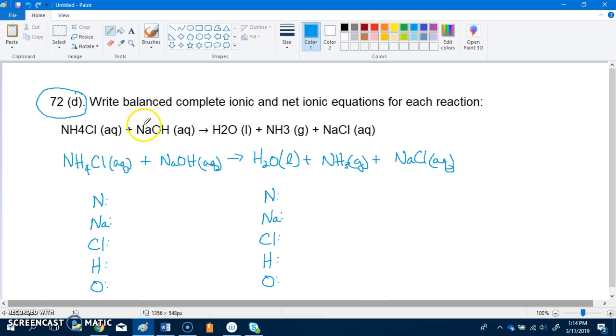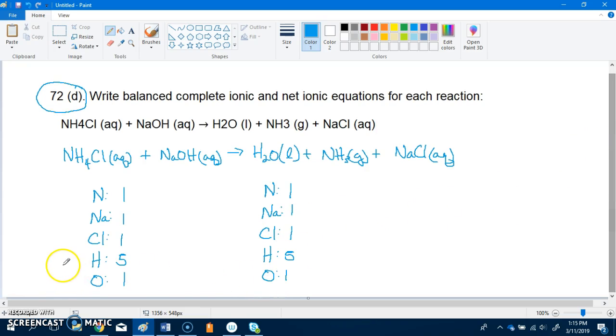And the first thing I want to do is make sure that it is balanced properly. So when I do my element counts, on the reactant side I have 1 nitrogen, 1 sodium, 1 chlorine, 5 hydrogens because I have 4 here plus 1 here gives me 5, and for oxygens I have 1. Over on the product side I have 1 nitrogen, 1 sodium, 1 chlorine. I have 5 hydrogens. 2 hydrogens plus 3 hydrogens give me 5 hydrogens and 1 oxygen. So by checking on the amount of atoms on each side, I see that we are balanced, so I don't need to add any coefficients to this equation.